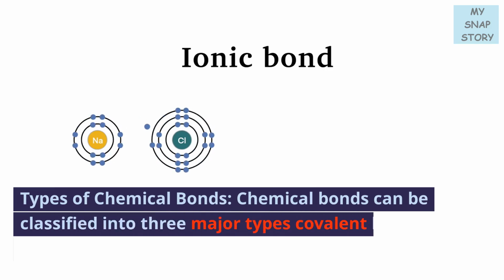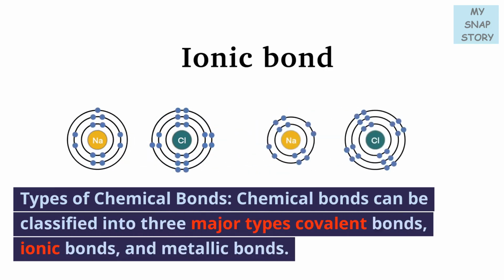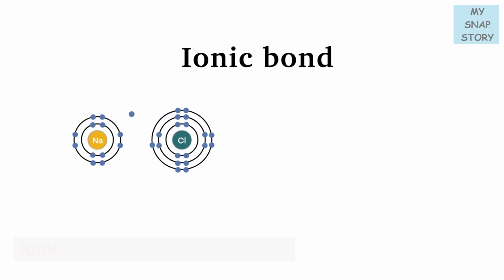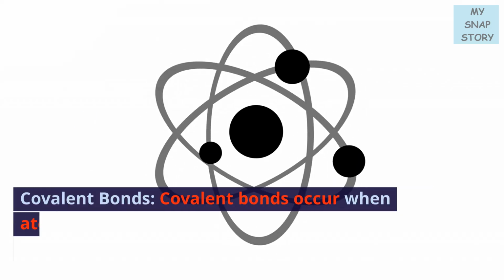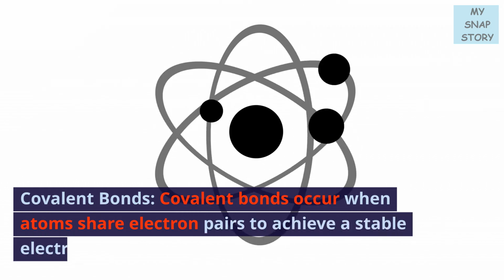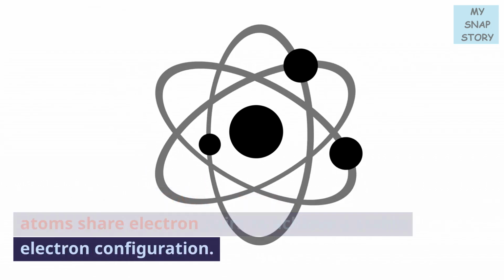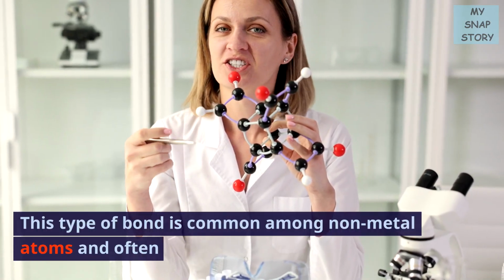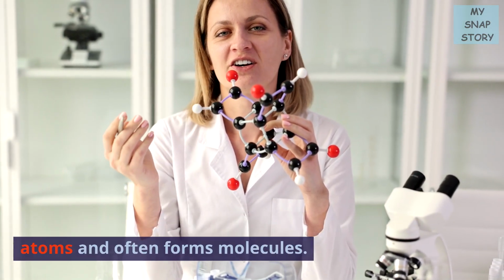Types of chemical bonds. Chemical bonds can be classified into three major types: covalent bonds, ionic bonds, and metallic bonds. Covalent bonds. Covalent bonds occur when atoms share electron pairs to achieve a stable electron configuration. This type of bond is common among non-metal atoms and often forms molecules.